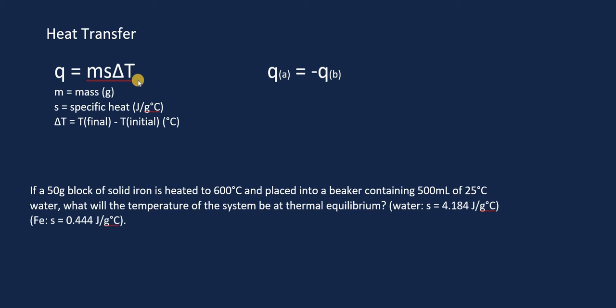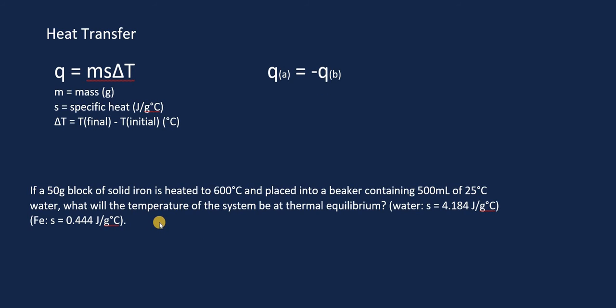And we're going to use this Q equals msΔT in combination with this equation over here, which is where you have the heat of system A is equal to the negative heat of system B. And this is the equation we're really going to use to calculate our thermal equilibrium temperature.